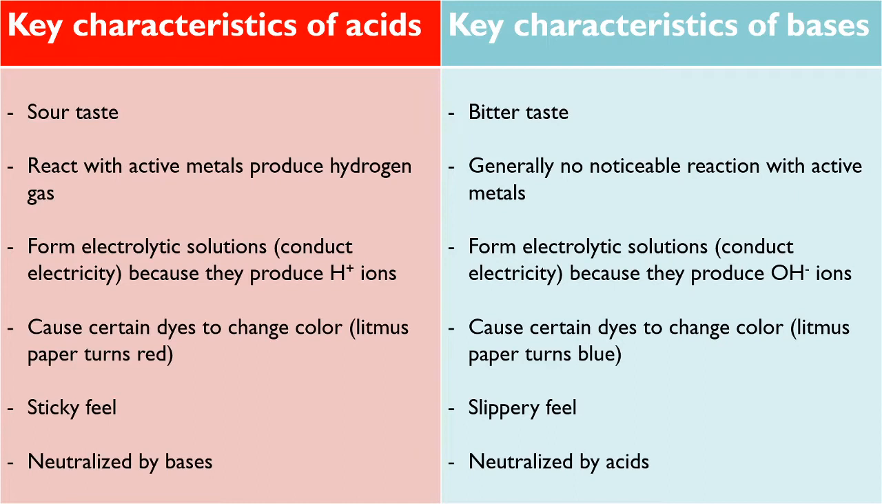An acid will react with metal, and when it reacts with metal, they tend to produce hydrogen gas, whereas bases tend not to react with metals. Both of them do form what we call electrolytic solutions, meaning that they both conduct electricity, they both change the colors of dyes, and they'll often turn the same dye different colors. A great example is litmus, which turns red in an acid and blue in a base. Acids tend to feel a little bit sticky to the touch, whereas bases tend to feel slippery to the touch. And the other characteristic that they have is that they neutralize each other.